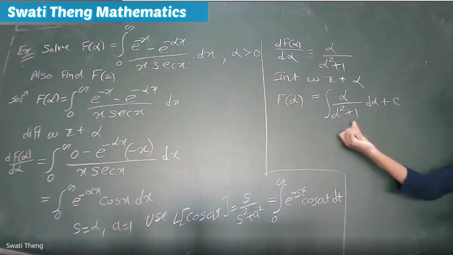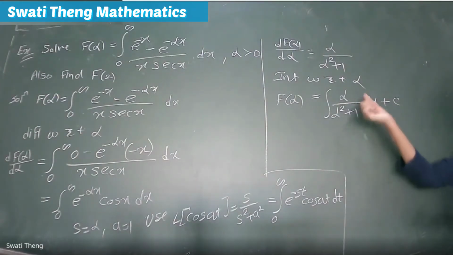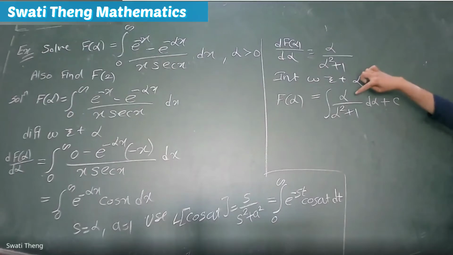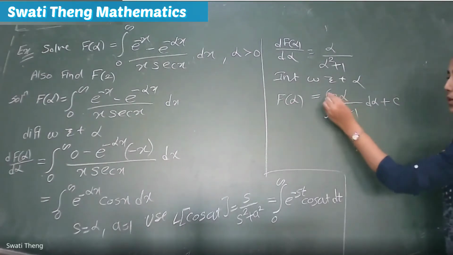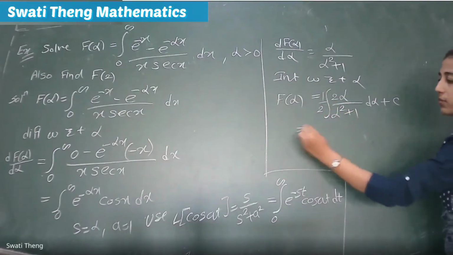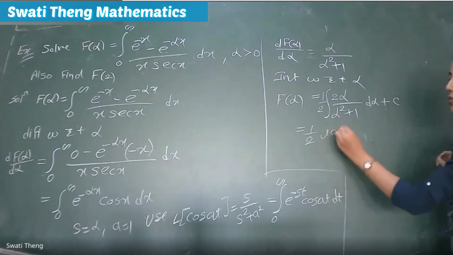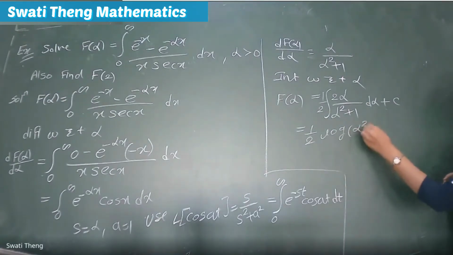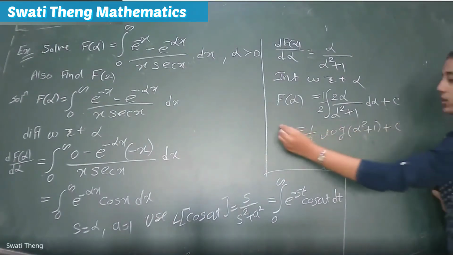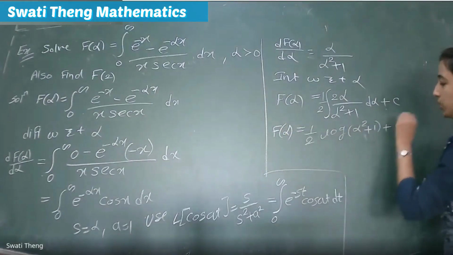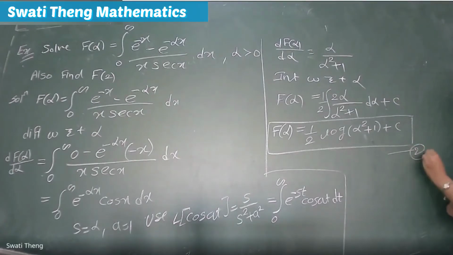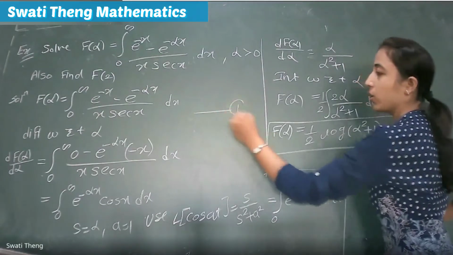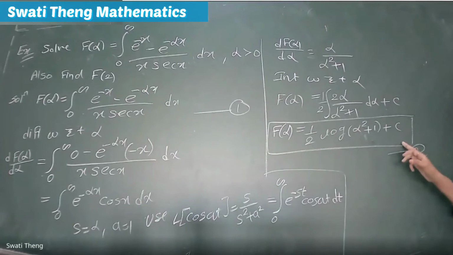Now here the derivative of the denominator term is twice alpha. Alpha already exists, we just have to adjust the 2. So if we multiply by 2 and divide by 2, it is 1 upon 2 log of alpha square plus 1 plus the integrating constant c. That means we have solved the integration, but what is the problem? This integrating constant has come here, whereas as per the question no constant should be there. So the next task is to find the value of c.